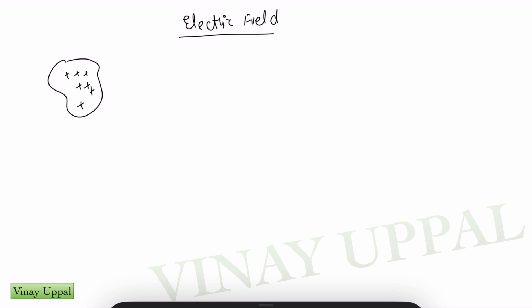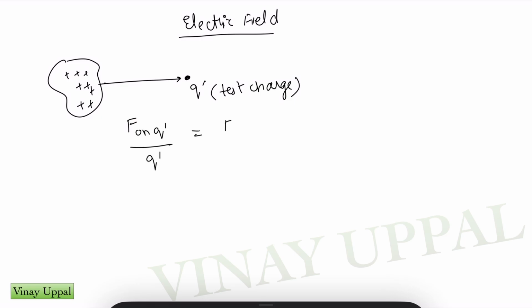Now let's talk about electric field. So if I have any charged object and I want to find the force on some, let's say, q dash, let's call it a test charge. So I'm placing that q dash charge and I'm trying to find the force by the charged object on q dash. So whatever force I get, force on q dash, if I divide by q dash, that is what we get as the electric field produced by the charged body. So the electric field by the charged body is only dependent on the charge of this body.